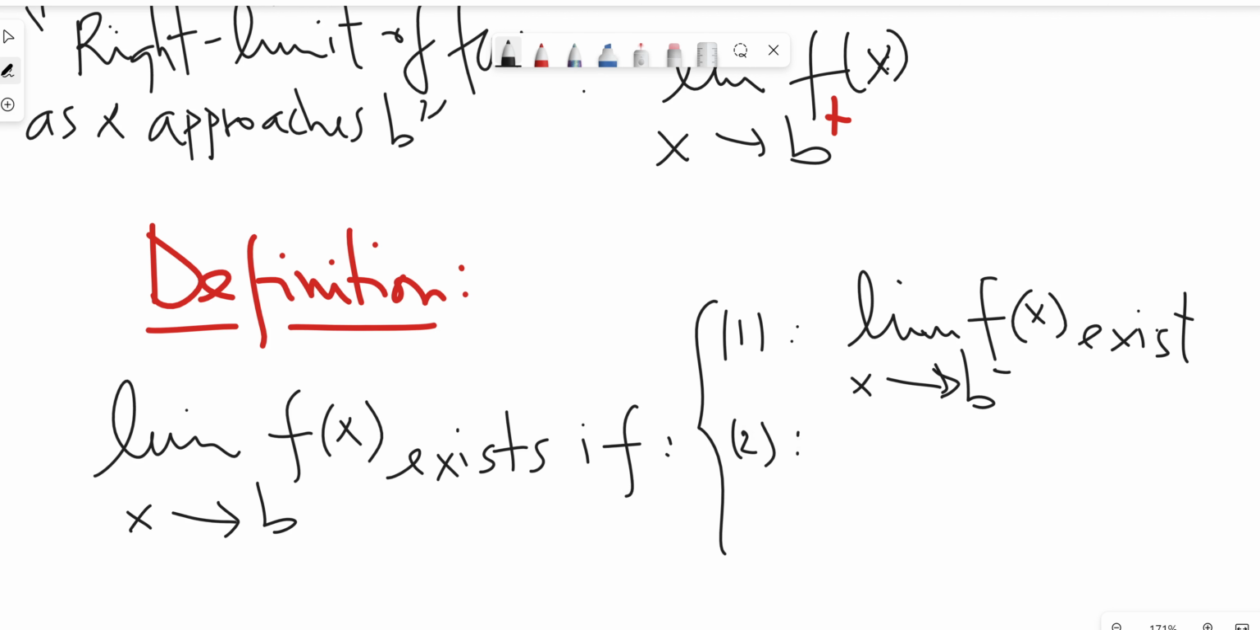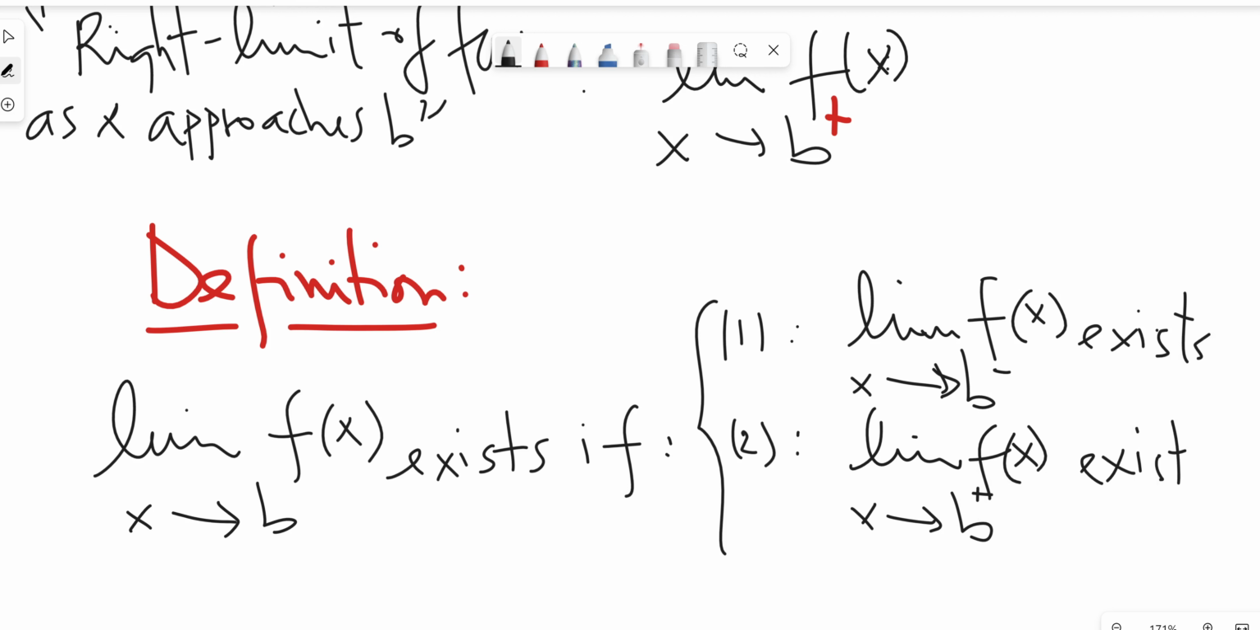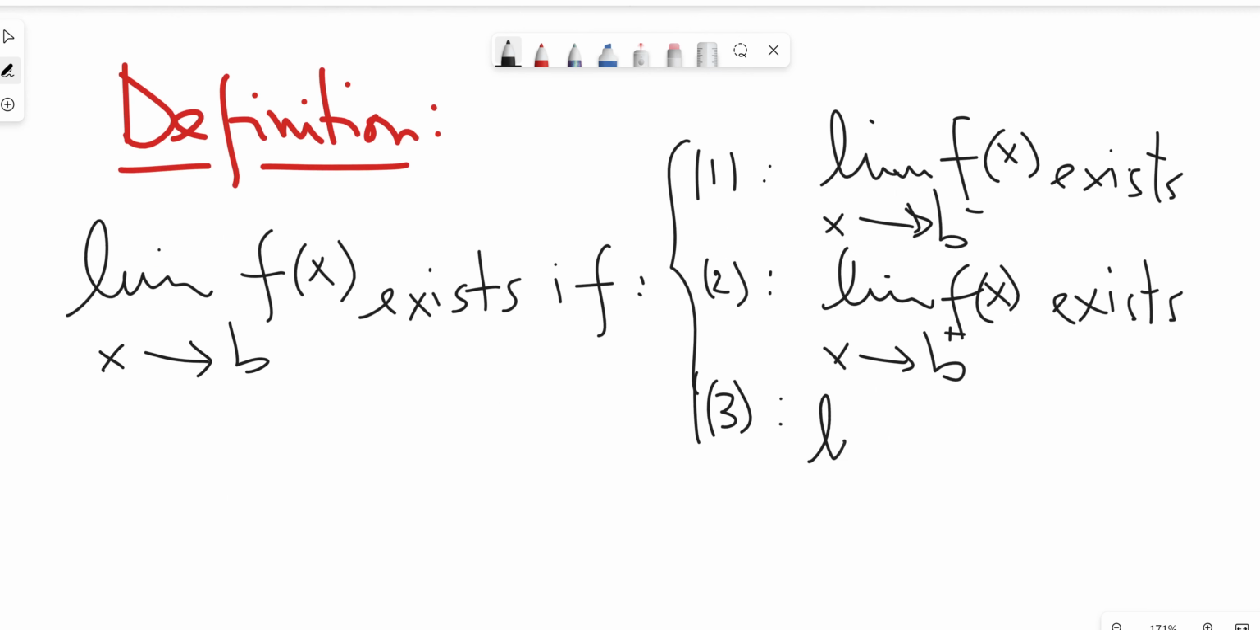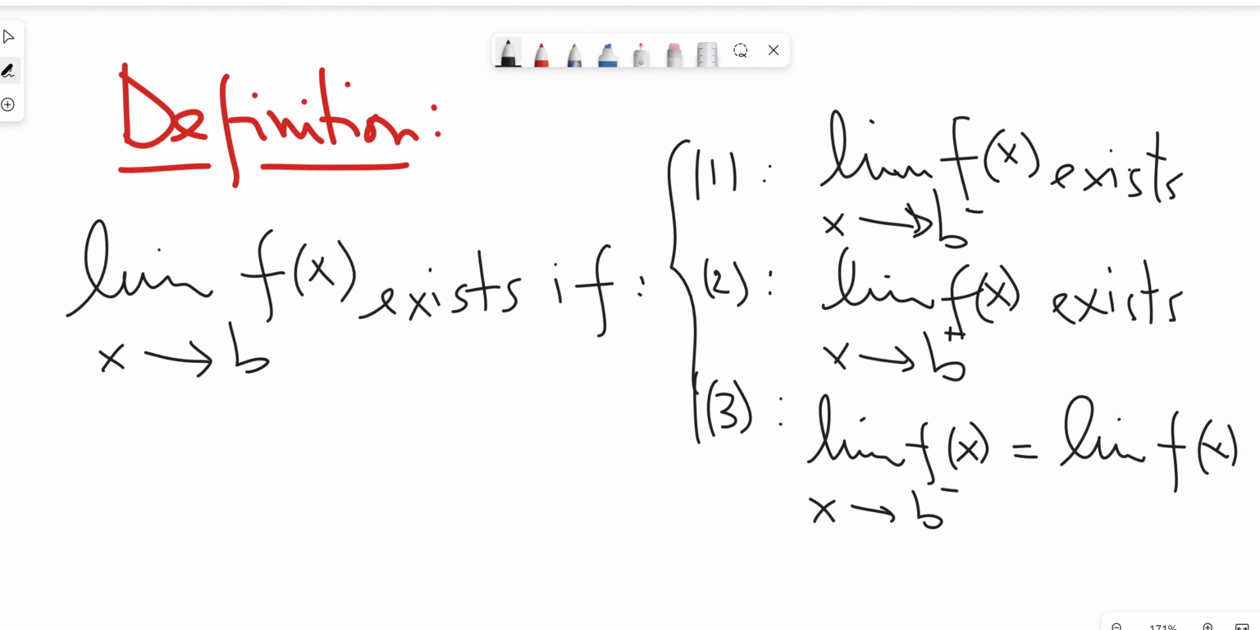First condition. So the second condition is the right limit must exist as well. And the third condition for the limit to exist is that the left and right limit should be equal to each other. So from the left and the right, the function must converge towards the same unique fixed value.